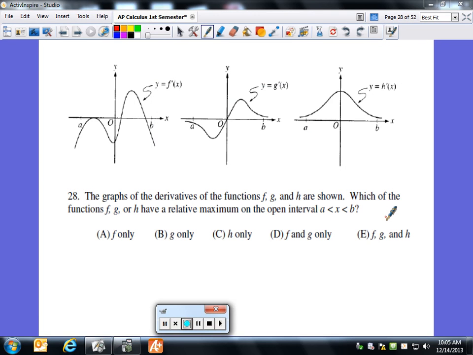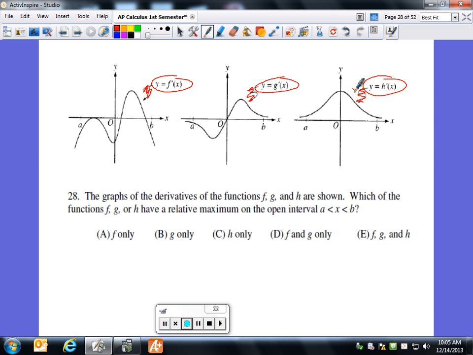All right, number 28. The graph of the derivatives of the function f, g, and h are shown. All these are the derivatives. I don't know why they have squiggly lines, but it's just talking about this graph and this graph. So just don't even bother looking at these things.